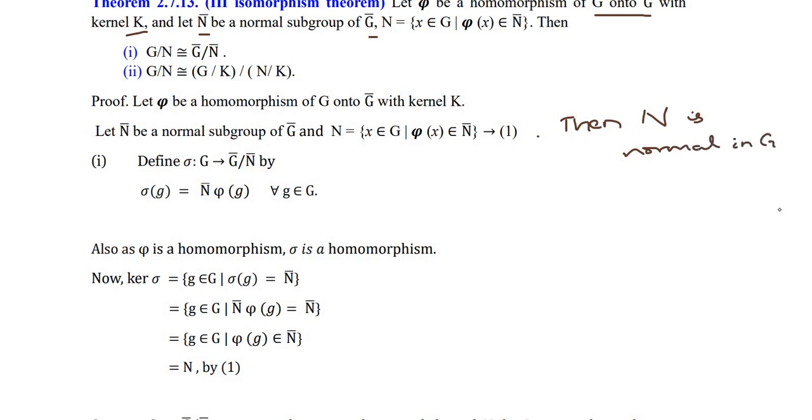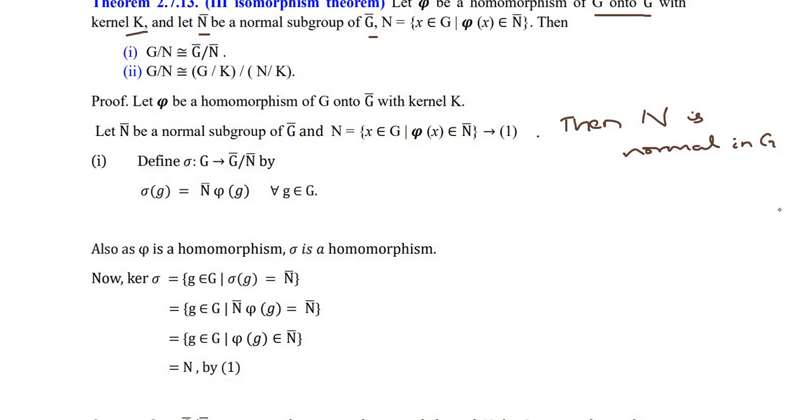That's a borrowed result from the previous lemma. In one of the subdivisions we have established that, so it is borrowed here. Now you define sigma from G to G bar mod N bar by sigma of g is N bar phi of g. Here we have considered the right coset representation. Either right or left coset we can consider, so there is nothing wrong, but in the same discussion we cannot consider both.